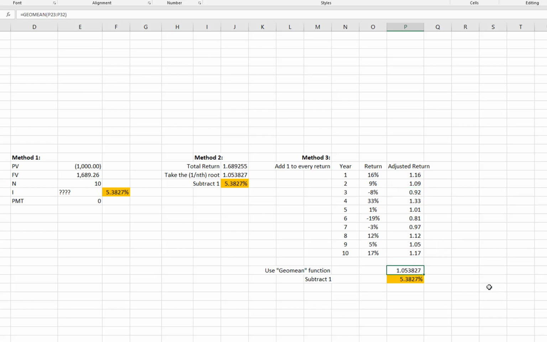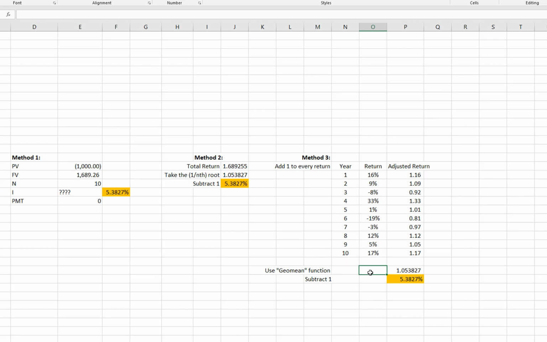I use the GEOMEAN function, and I highlight all of those adjusted returns, and then again I would subtract 1 to get the percentage return. This would be an incomplete answer. It's not 1.05%. This is saying that the geometric mean is going to be 1 plus the geometric average rate of return. So we need to subtract 1, and again you can see that this corresponds to the other cells.